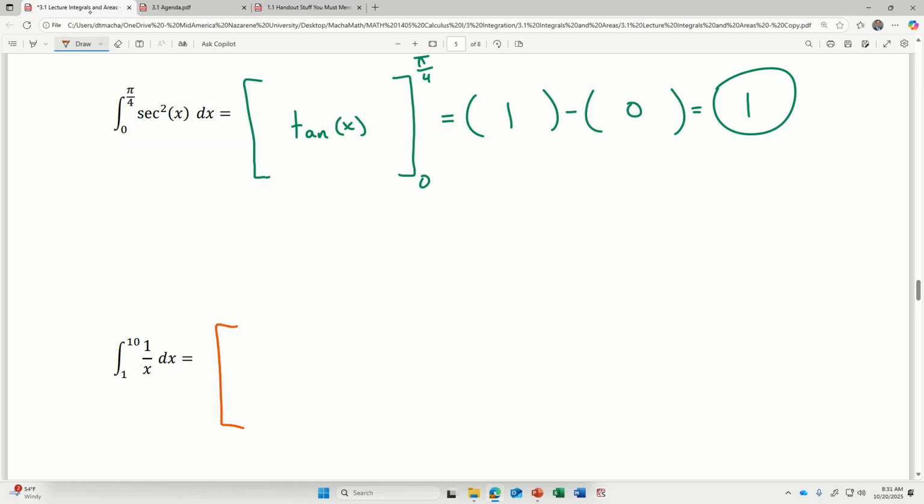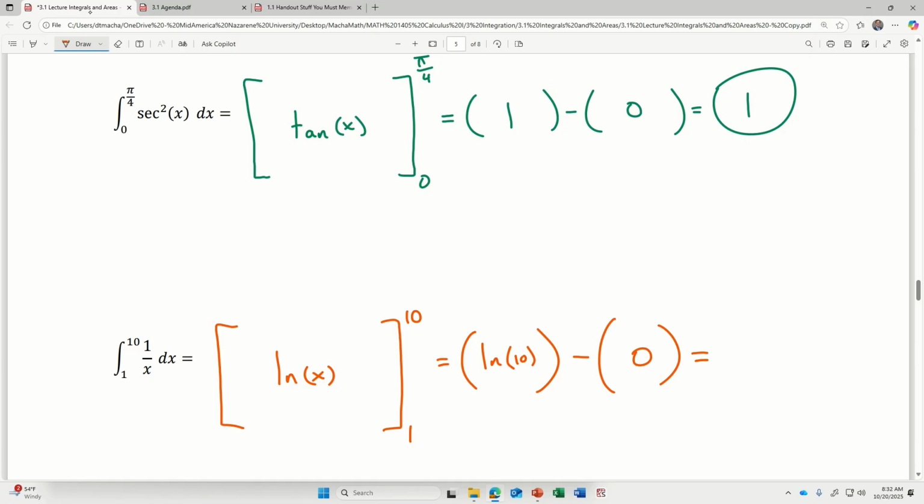All right, so we draw big square brackets again. I put my lower bound here, my upper bound here. What is the antiderivative of 1 divided by x? Natural log of x. And then I'm going to plug in natural log of 10 from my upper bound. And then I subtract. What is natural log of 1? Yep. Any logarithm of 1 is 0. And so that's just going to be the natural log of 10.